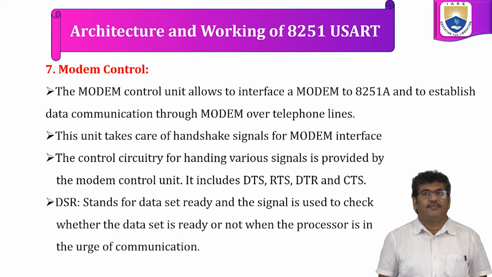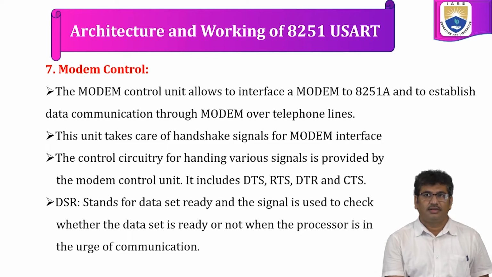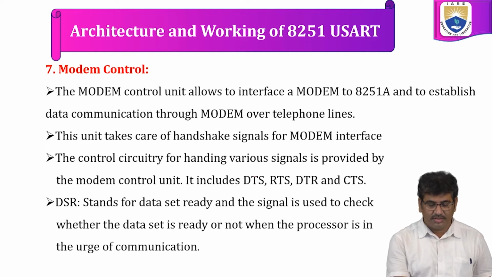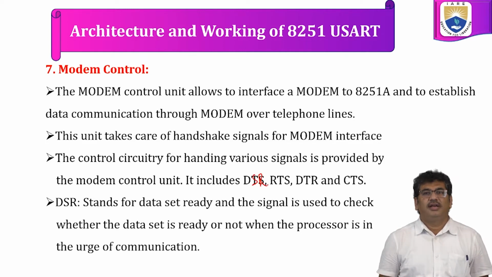DTR is data terminal ready. DSR, it is data set ready. RTS, request to send. CTS, clear to send. First we will see the DSR signal. It stands for data set ready, and the signal is used to check whether the data set is ready or not when the processor is in urge of communication.